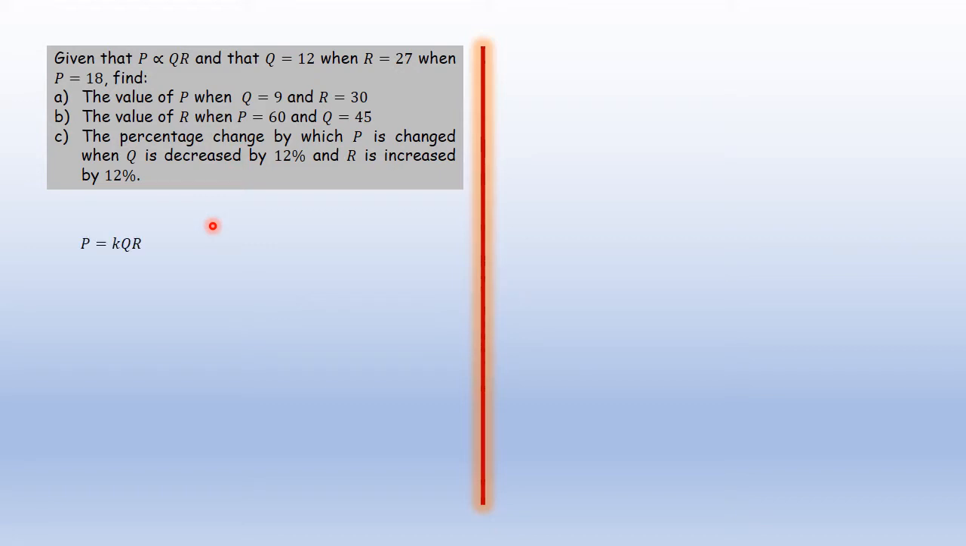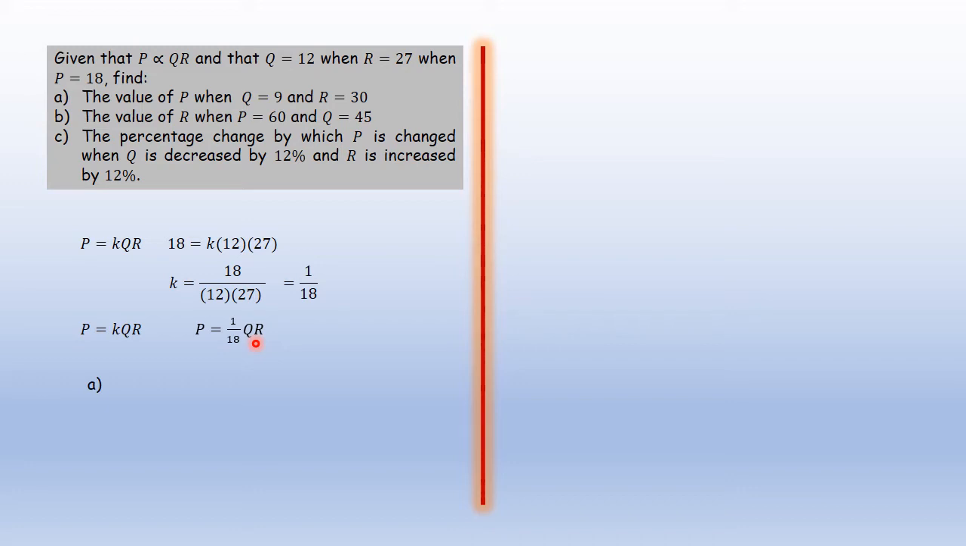Now, the general formula for the expression for the question is going to be P is equal to KQR. The reason is we have substituted the proportionality sign with an equal sign and K. Therefore, taking the values of Q, R, and P given over there, we should be able to obtain the value of K. I put the values there, simplified, and I go on to get the value of K to be 1 over 18. And therefore, this general formula should be written really as P is equal to 1 over 18 QR. And this is essential because it's going to help us in tackling parts A and B.